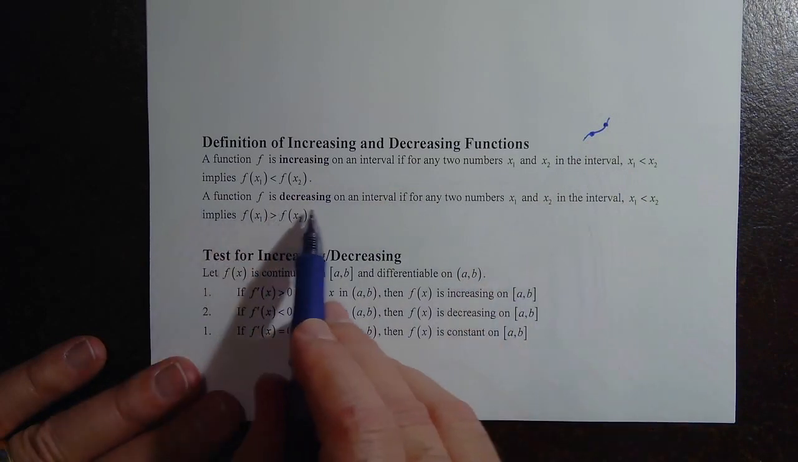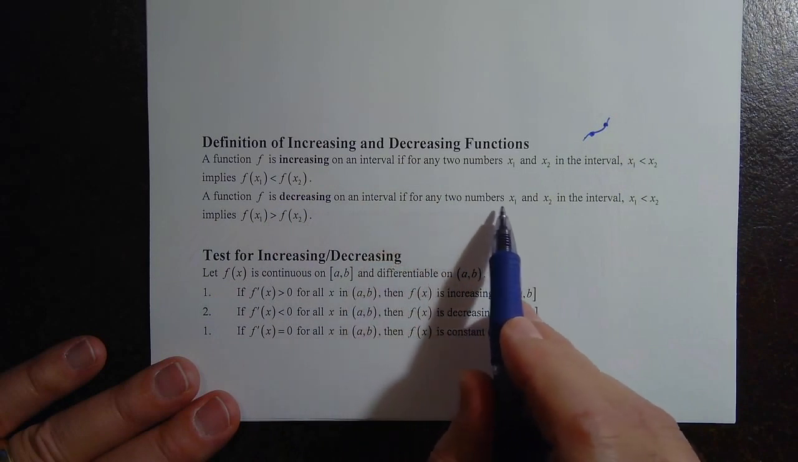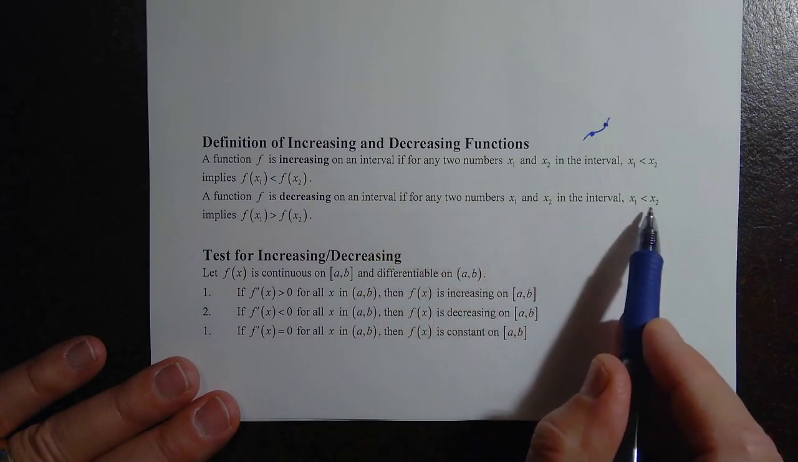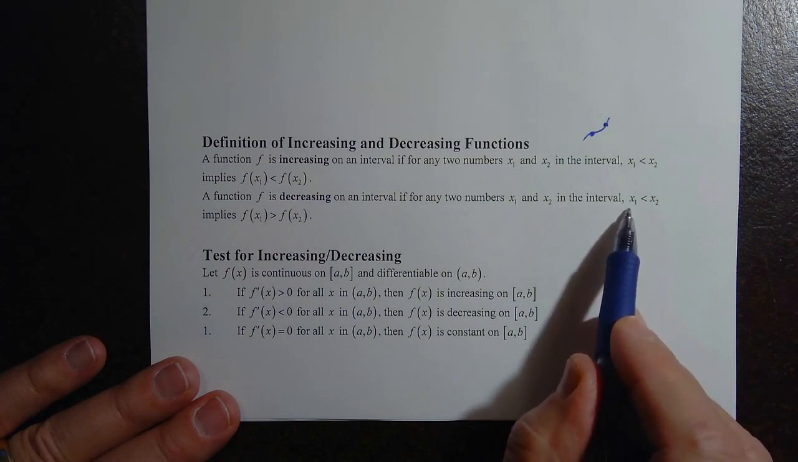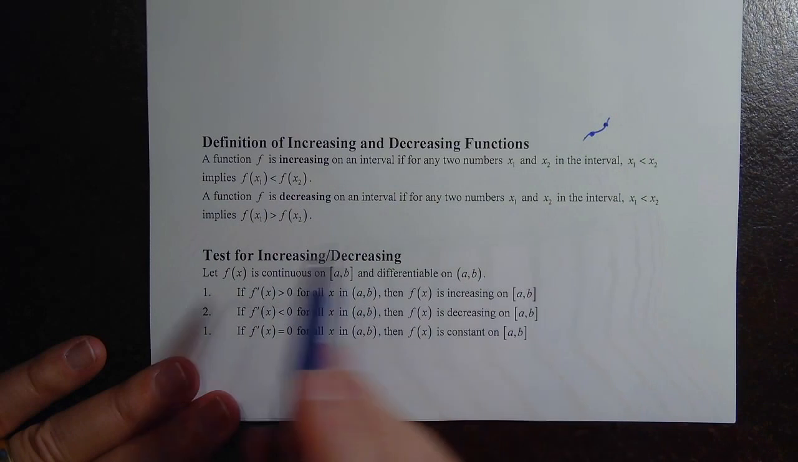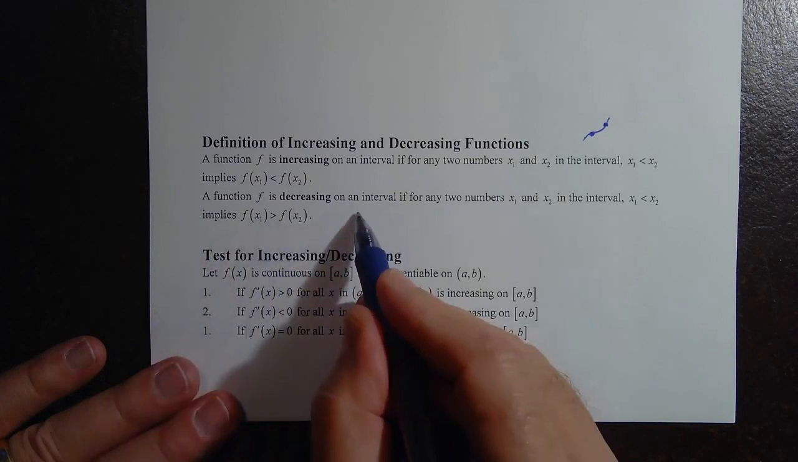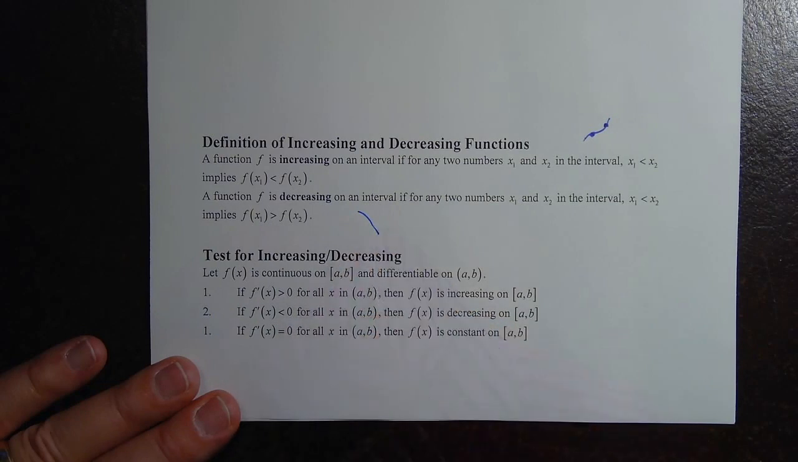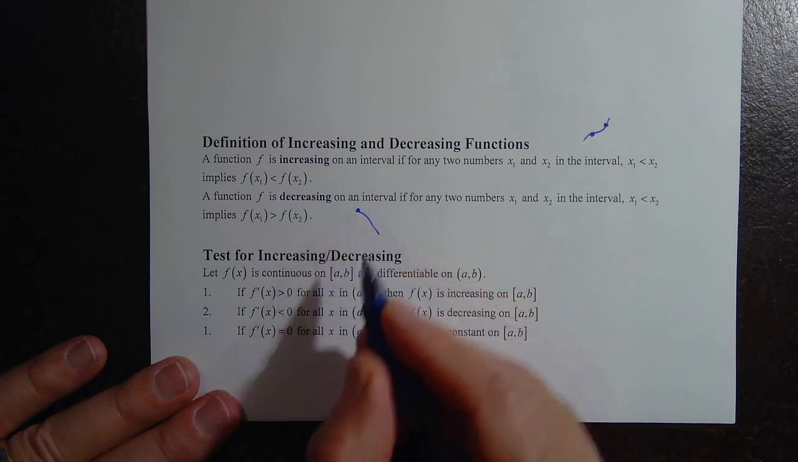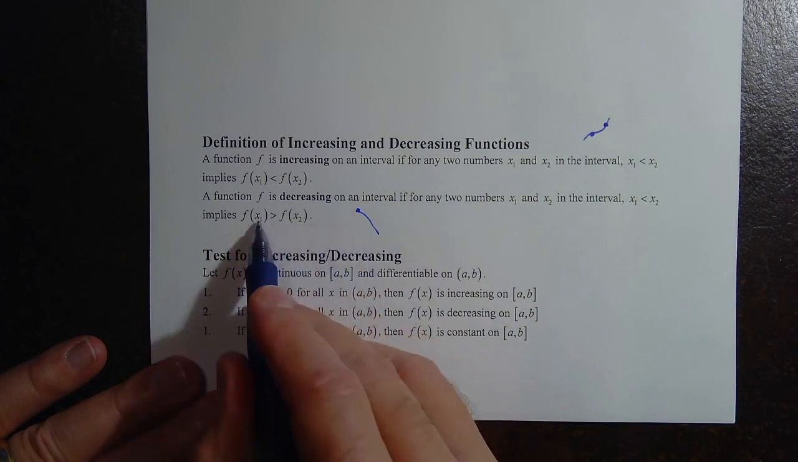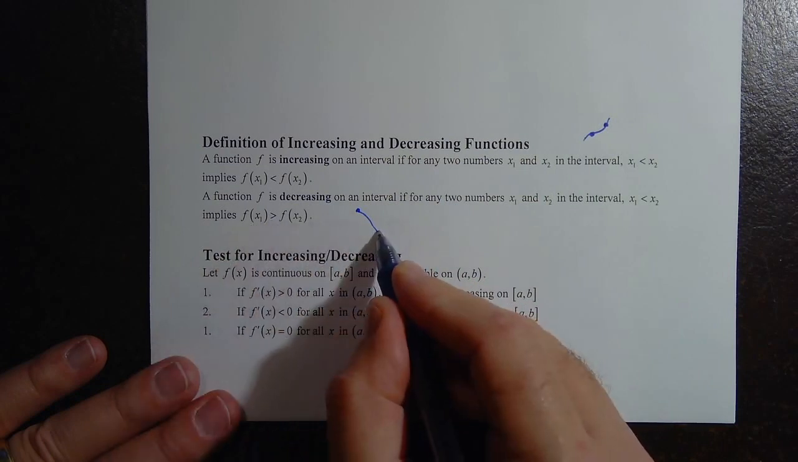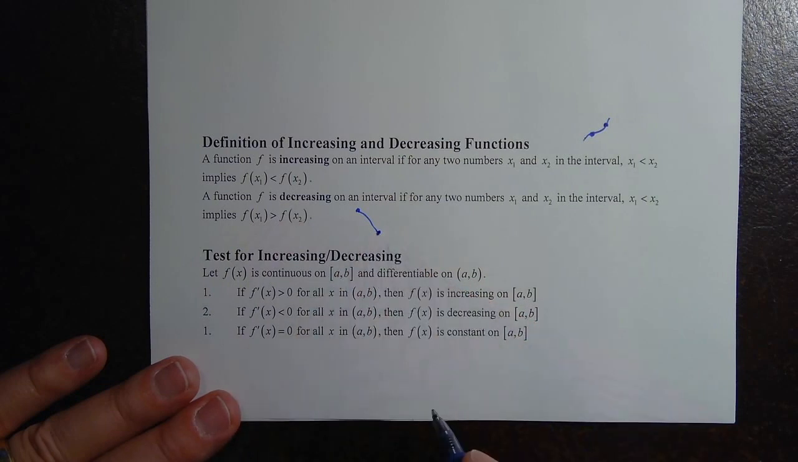A function f is decreasing on an interval if for two numbers, x sub 1 and x sub 2 in the interval, x sub 1 is less than x sub 2. So x sub 1 is the one on the left, x sub 2 is the one on the right. That would imply that f of x sub 1 is greater than f of x sub 2. That means the one on the left is higher, so it would look something like that. The one on the left would have to be larger than the one on the right. That's the strict definition of how we can tell increasing and decreasing.